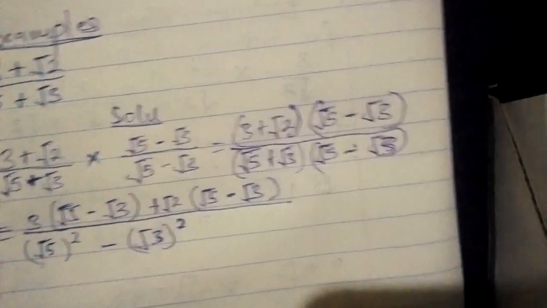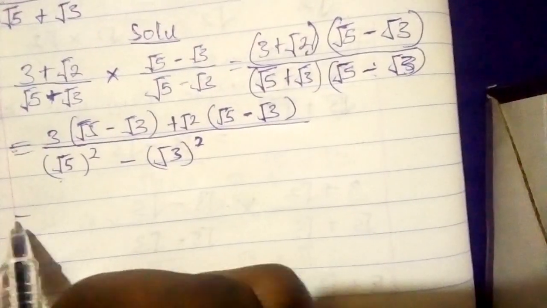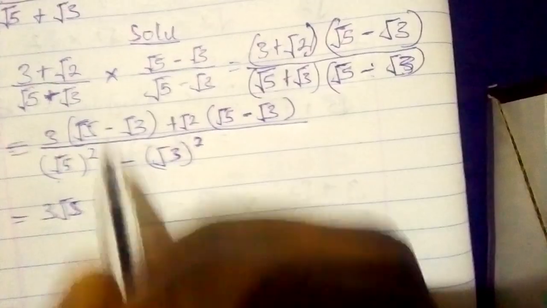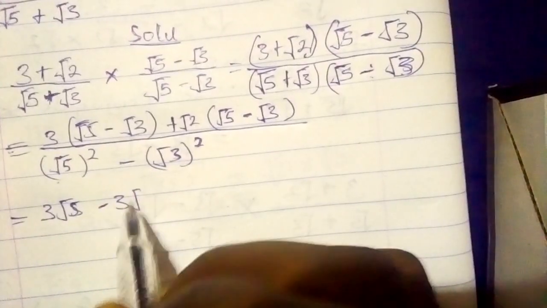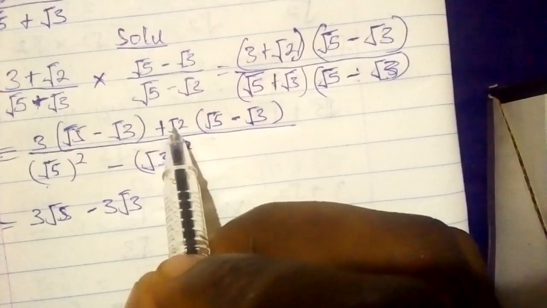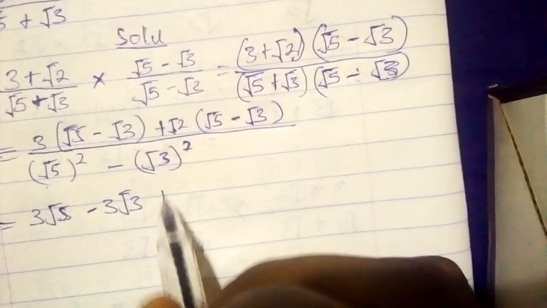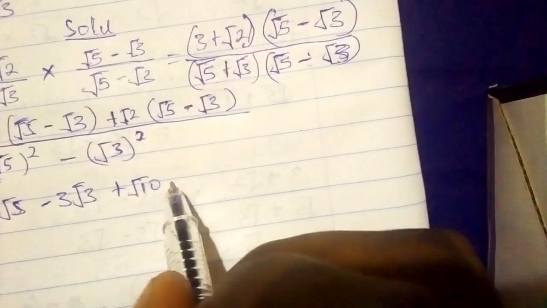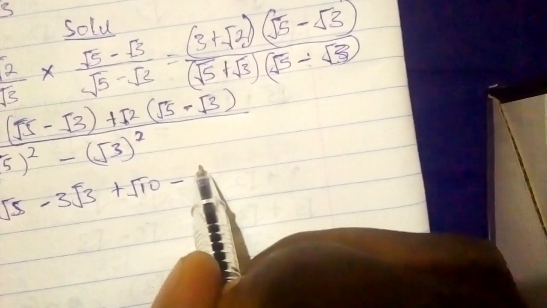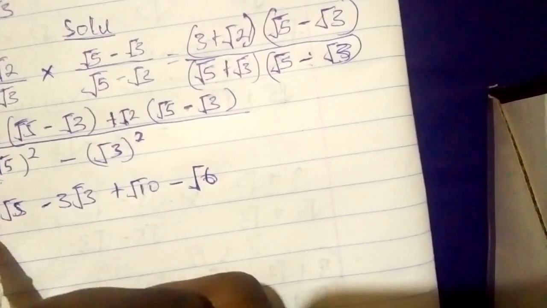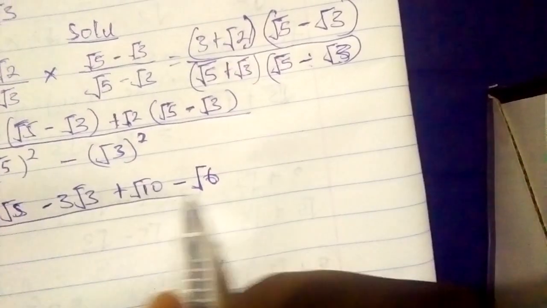So now we get equal to, this one will be 3 root 5 minus 3 root 3. Just pay attention. Then plus root 2 times root 5 will give you plus root 10. Then root 2 times minus root 3 will give you minus root 6. So we are through with the numerator. Now let's go to the denominator.